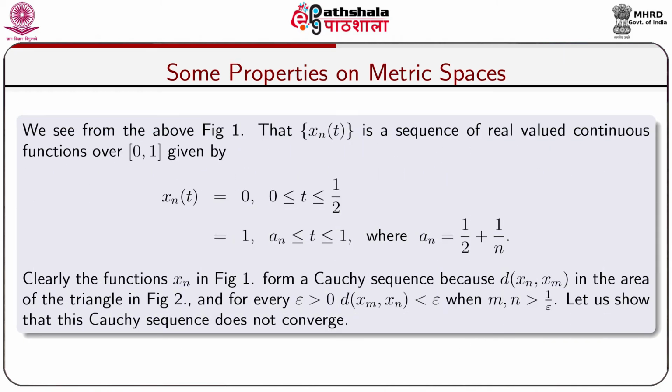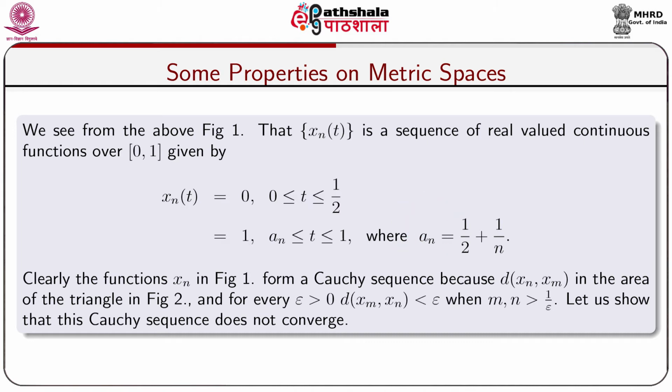We see from the above figure 1 that x_n(t) is a sequence of real valued continuous functions over the closed interval [0, 1], given by x_n(t) = 0, where 0 ≤ t ≤ 1/2, and = 1, where a_n ≤ t ≤ 1, where a_n = 1/2 + 1/n.